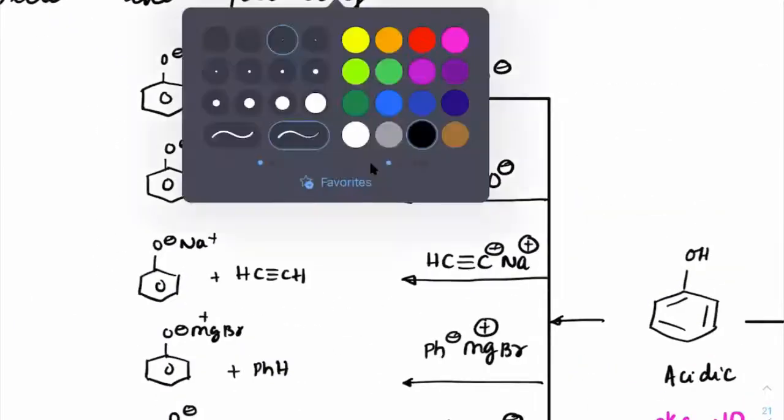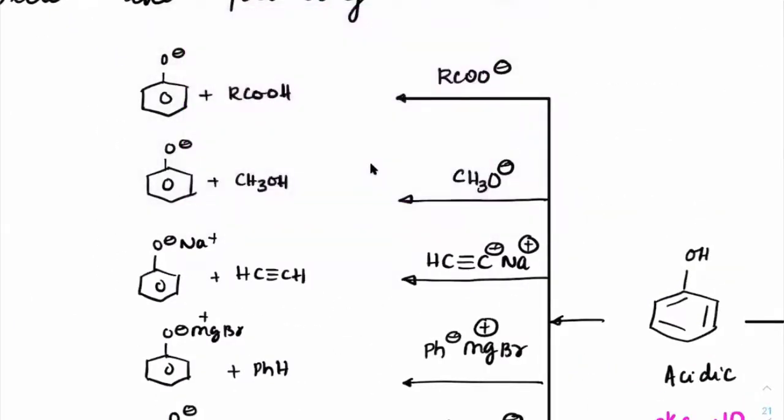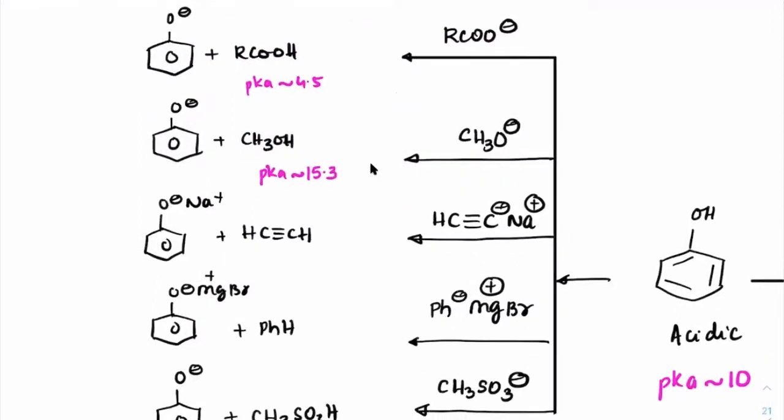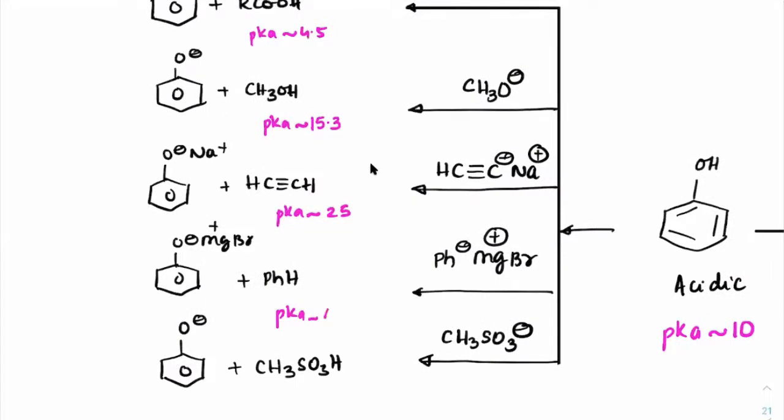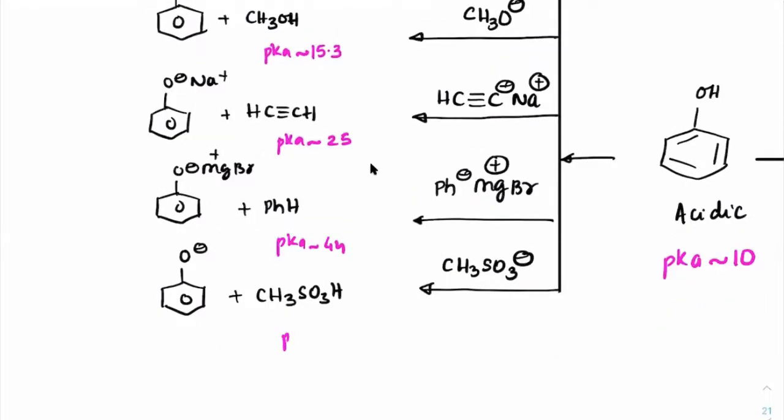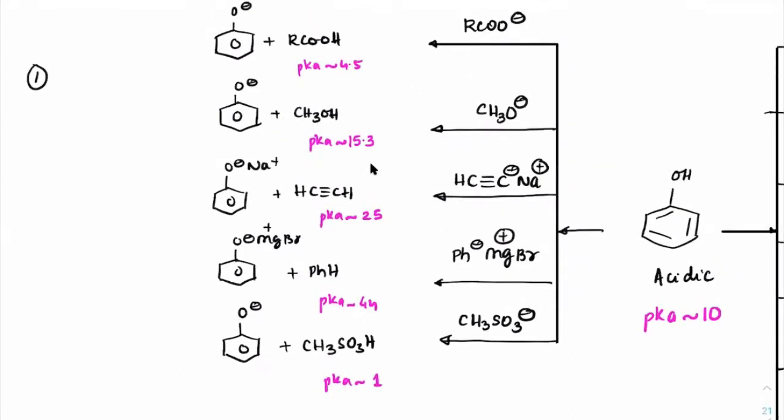Now again let us check out the pK values. The carboxylic acid pK value ranges between 4 to 5, so I'll just write it as 4.5. The pK value of methanol, if you recall, is slightly exceptional. It would have a lower pK value than water. Then the pK value of acetylene is approximately 25. The pK value of benzene is around 44. The pK value of sulfonic acid is around 1, in fact less than 1. Sorry, not 1, minus 6.